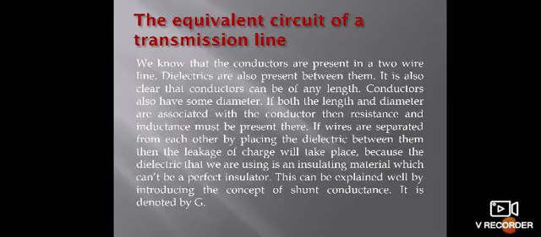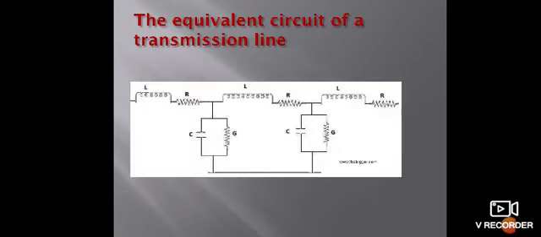If the wires are separated from each other by placing a dielectric between them, then leakage of charge will take place, because the dielectric we are using is an insulator material, which can be a perfect insulator. That means we can have resistance, we can have inductance, and at the same time it is also acting as an insulator.